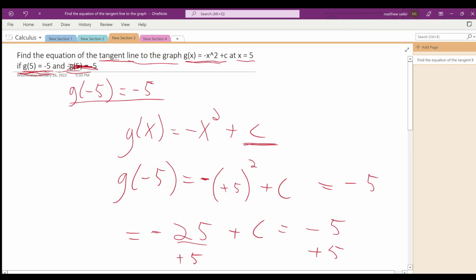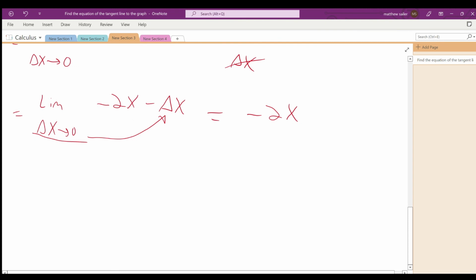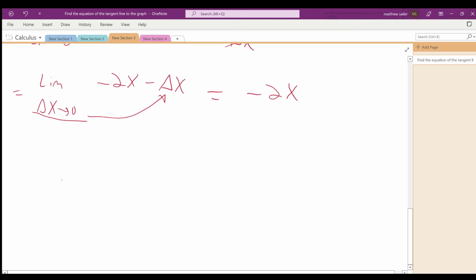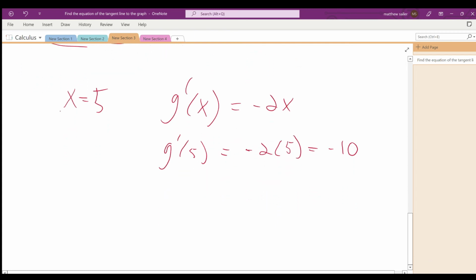So we need the slope for the tangent line, so let's find the slope by plugging in x equals 5 into our derivative equation. So again, a derivative is a function that defines the slope at any point of a function. So plugging in x equals 5 to g prime of x equals negative 2x results in g prime of 5 equals negative 2 times 5, which is just negative 10. So the slope at this point x equals 5 is going to be negative 10.